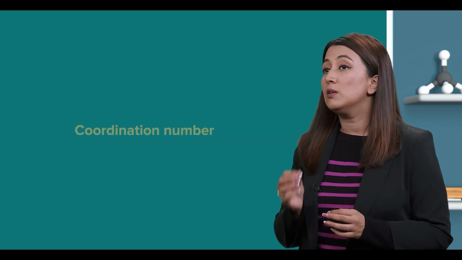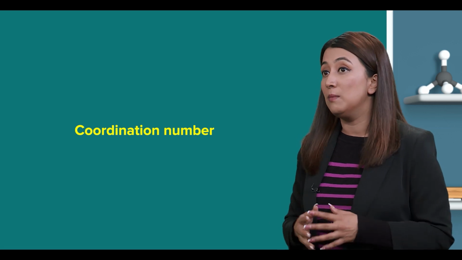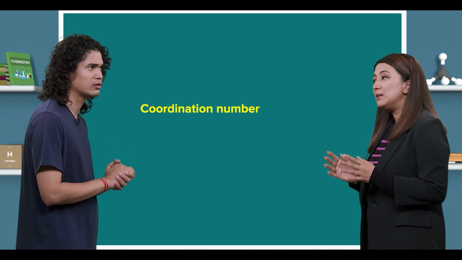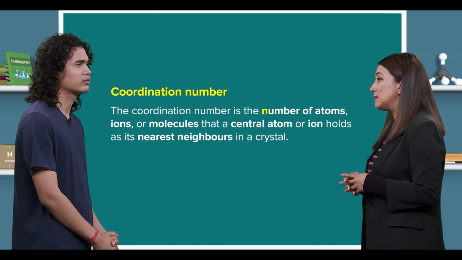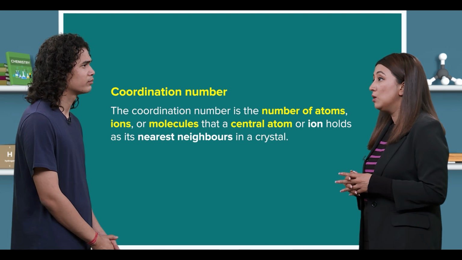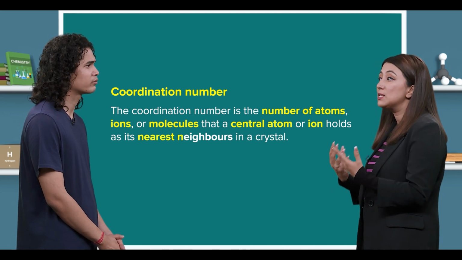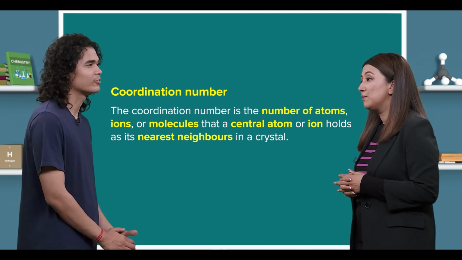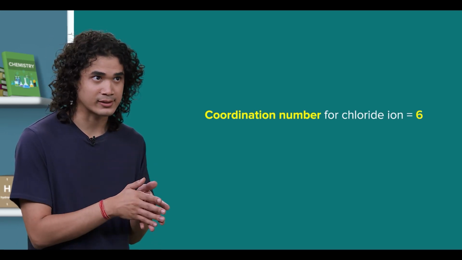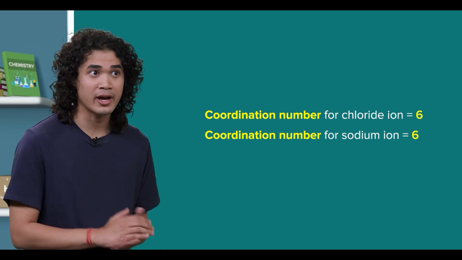Correct. To add to that, the number of chloride ions that surround each sodium ion is called the coordination number of the sodium ions. Hang on. What is this coordination number? Simply put, the coordination number is the number of atoms, ions, or molecules that a central atom or ion holds as its nearest neighbors in a crystal. I see. So that means in sodium chloride, the chloride ion has a coordination number 6, and this is the same for the sodium ion.